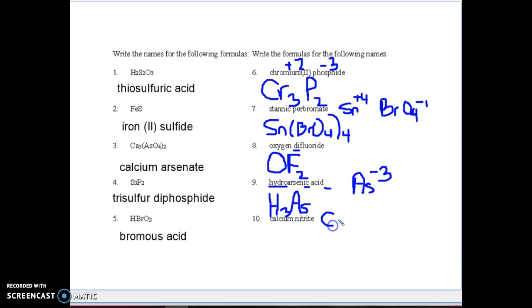Number 10, calcium nitrite. I'm going to look up calcium on my periodic table. It's Ca+2. Nitrite, I'm going to find on my yellow sheet, NO2 -1. How do I put these together? Least common multiple. The least common multiple of 2 and 1 is 2, so I need just 1 calcium. I'm going to put the nitrite group inside my parentheses, and then put a 2 outside.